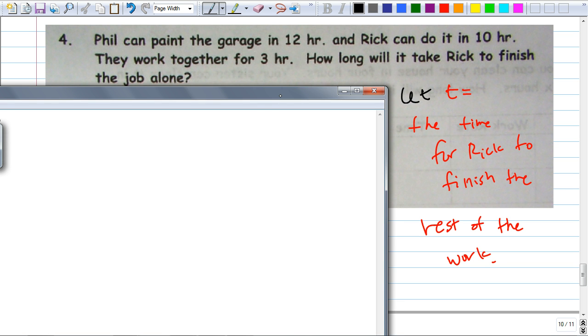The time for Rick to finish the rest of the work. So Kira is correct. It means that Phil left. Right? And now Rick has to, maybe this is Rick's house, right? Rick has to finish the job by himself. So write that down.